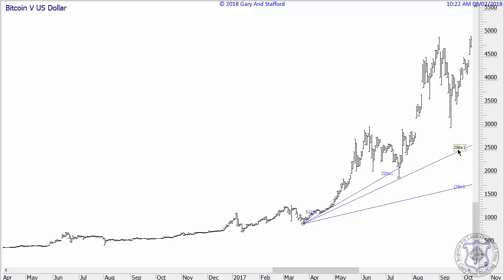Now, what's halfway between 256 and 128? Well, it's another base 3 angle, because that's a base 1 and that's a base 1, so halfway between the two would be 192. So in the future, if it ever gets there, it might be a place to consider looking to buy the market.